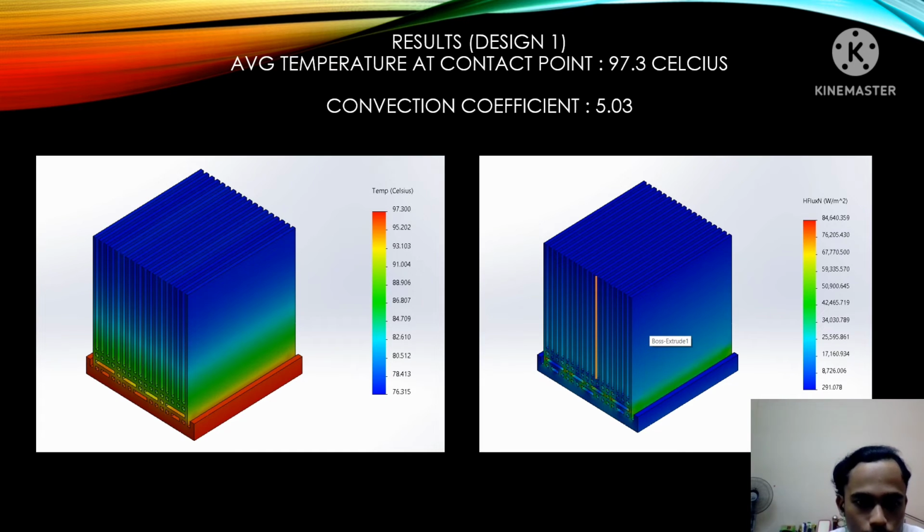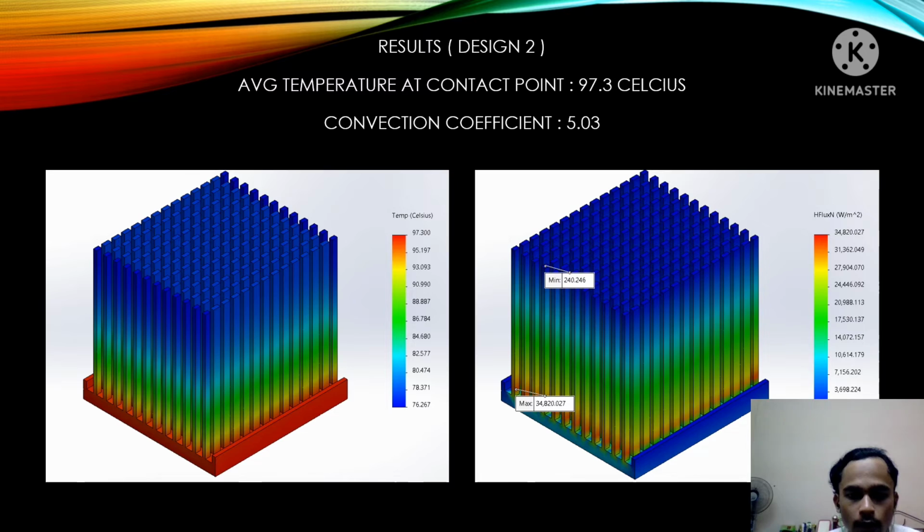For design 1, the average temperature at the cold side is 76.315 degrees Celsius, and the heat flux at the cold side is 291.078. And for the second design, the temperature that we obtain at the cold side is 76.267, which is slightly lower than the first design. And for the heat flux, we have obtained 240.246.